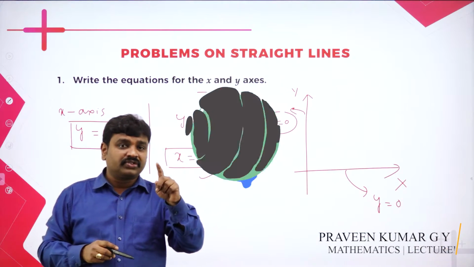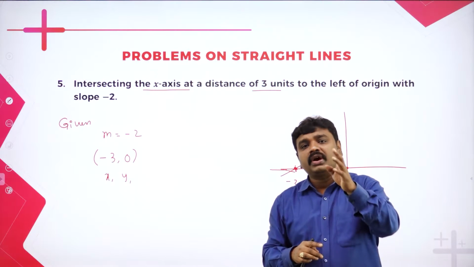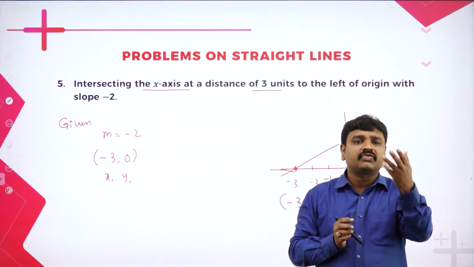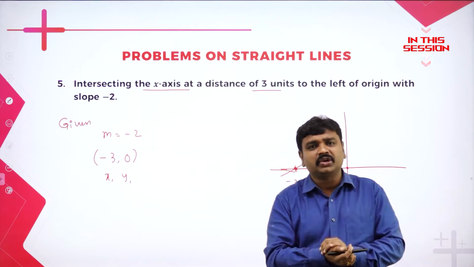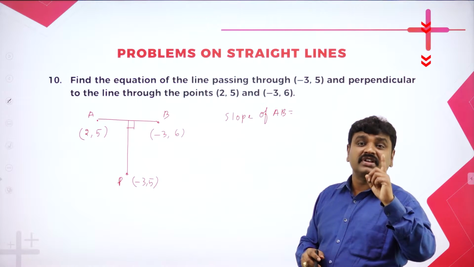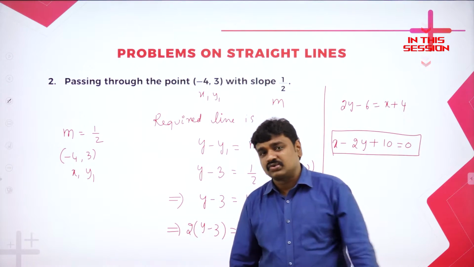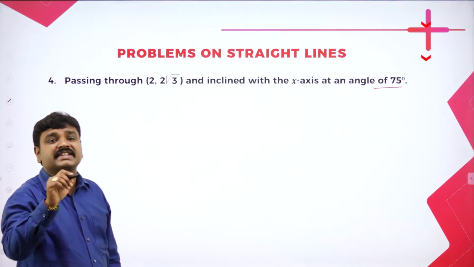In mathematics, x equal to 0 represents the y-axis. Y is equal to 0 represents the x-axis. When you know a point and slope, what is the best form? Use point slope form. What is the point slope form of a line? Y minus y1 is equal to m into x minus x1. The slope of a line joining two points can be found by the difference of y coordinates by the difference of x coordinates. And the fifth form, normal form: x cos omega plus y sin omega equal to p. Angle of inclination means what? The angle made by the line with the x-axis.